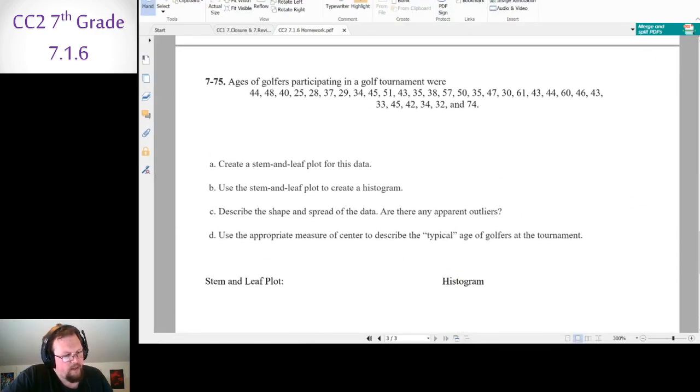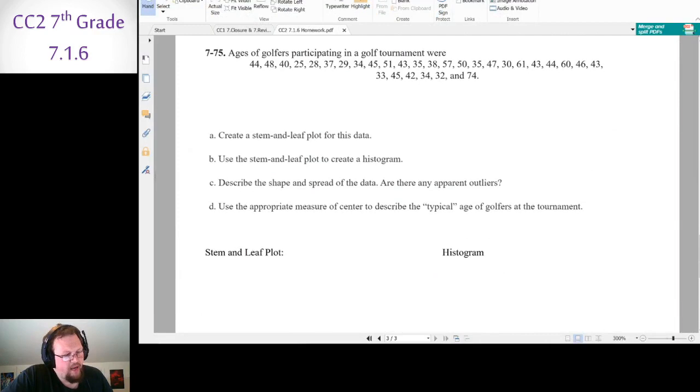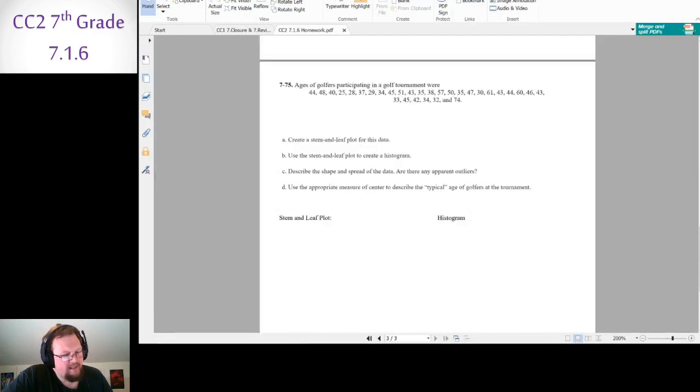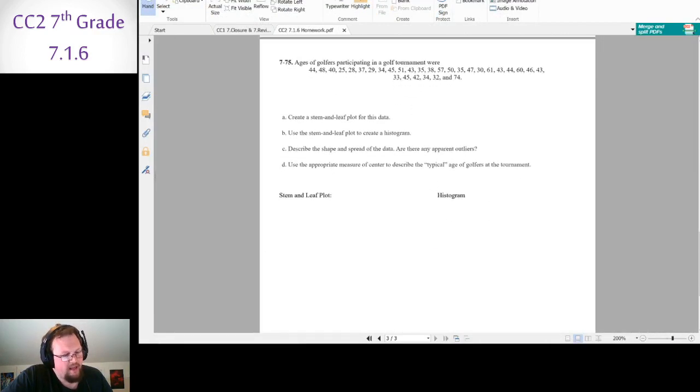And on 7-75, it's asking you to create a stem and leaf plot for the data and then a histogram. If you do this on your own paper and aren't able to write it in there, just tell me the shape and spread of the data and if there are any outliers. So if there are any numbers that show up in a weird spot. If there are no outliers, find the typical age by doing the mean.